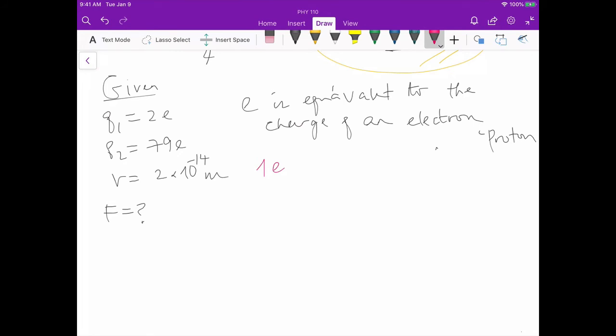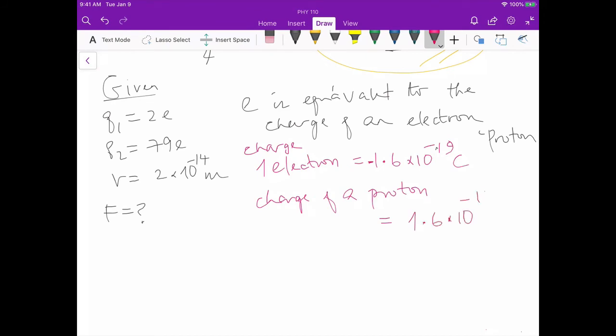The charge of an electron is equal to 1.6, not 1, times 10 to the power of negative 19 Coulomb. Coulomb is the SI unit, so that's negative. The charge of one proton, on the other hand, is positive 1.6 times 10 to the power of negative 19 Coulomb.